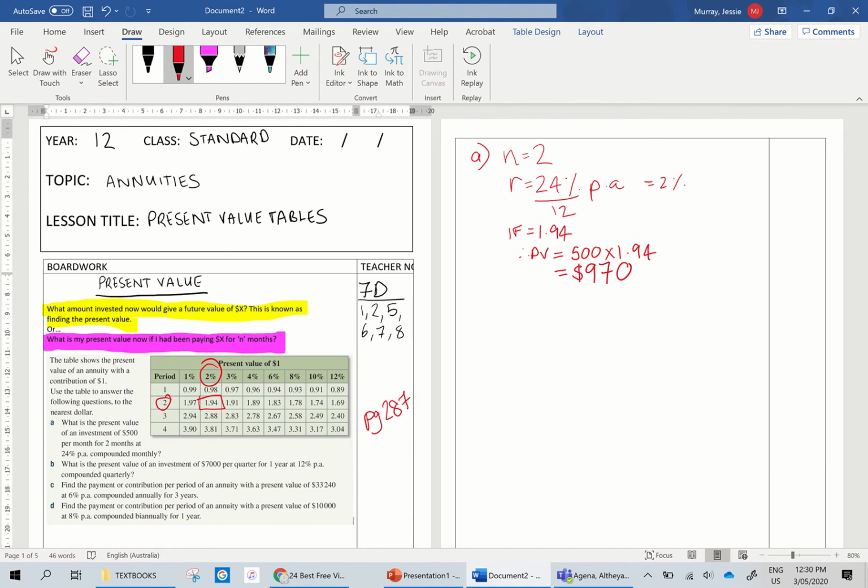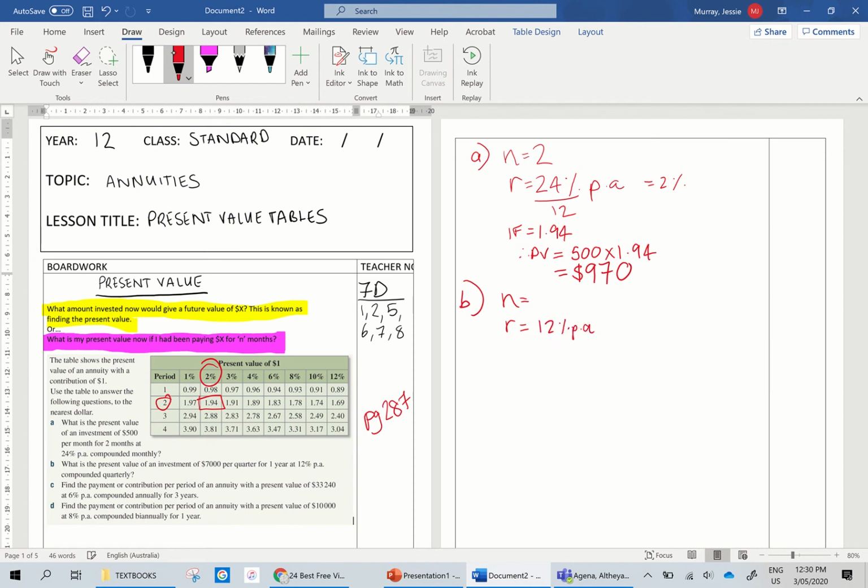So you can pause the video and give the rest a go if you want. Otherwise, I will keep going. For B, it says, what is the present value of an investment of $7,000 per quarter for 1 year at 12% per annum? So straight away, I need to change my R and my N. My rate they gave me was 12%.